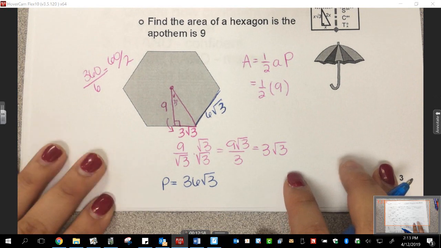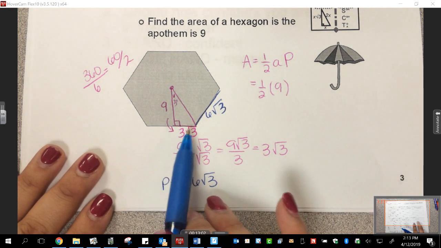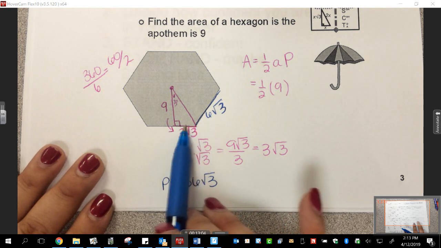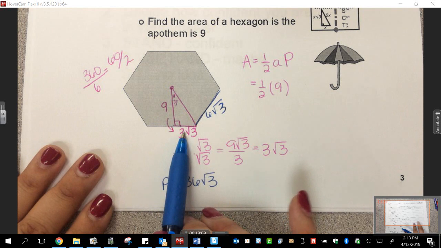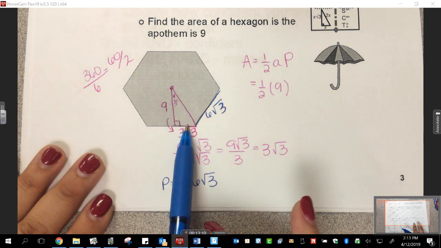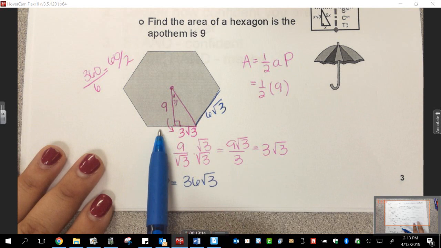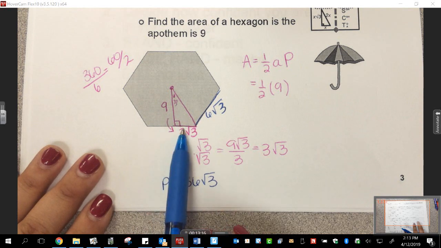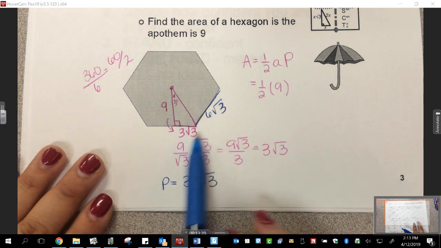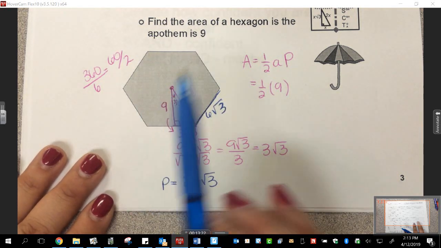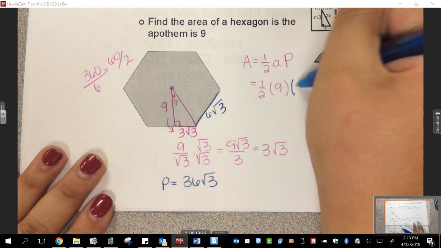Do I have any questions on how I just got that? I'll do that one more time. Do you see how I got 3 square roots of 3 right here? Because I went across from the 90, so I divided. Now, if that's 3 square roots of 3, what's the whole side? 6 square roots of 3. And if there are 6 sides that are the same, what's 6 times 6 square roots of 3? So what's my perimeter?